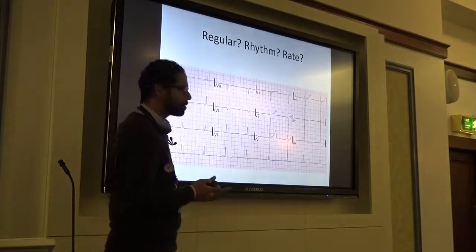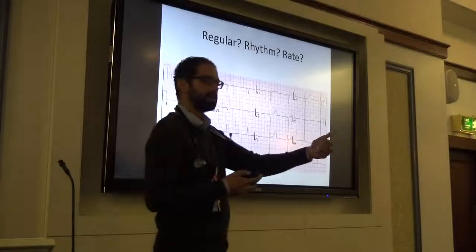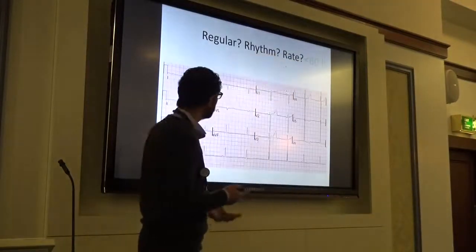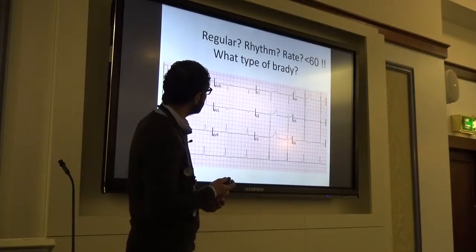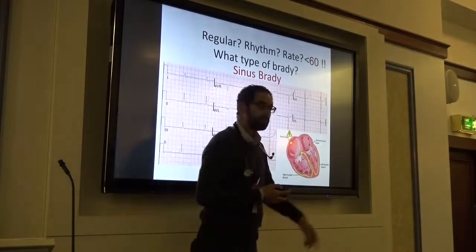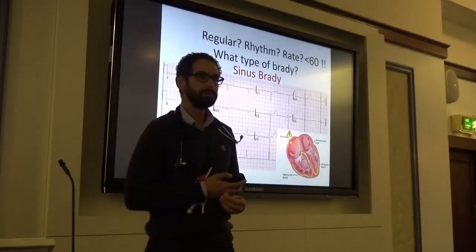So what type of bradycardia is it then? Remember, it could be sinus, it could be in the node, or it could be in the bundles. So it's a sinus bradycardia. The rate is less than 60, and it is a sinus bradycardia. So this is the problem. And what is causing this? What's the cause for this bradycardia?